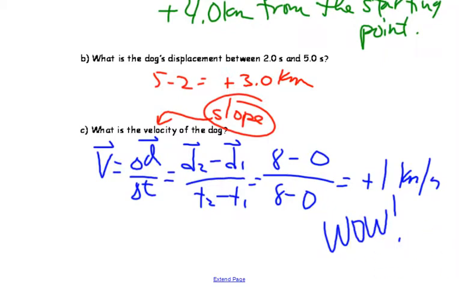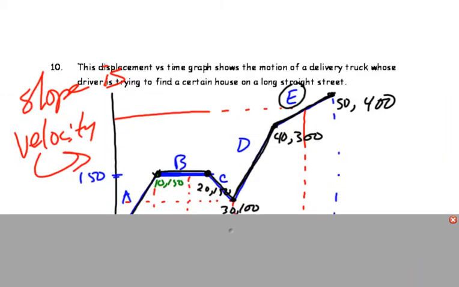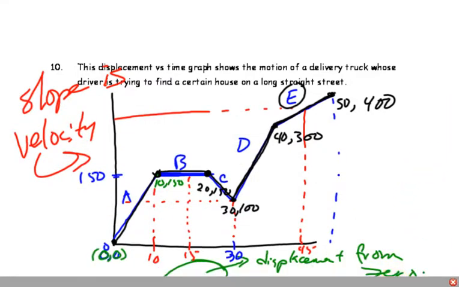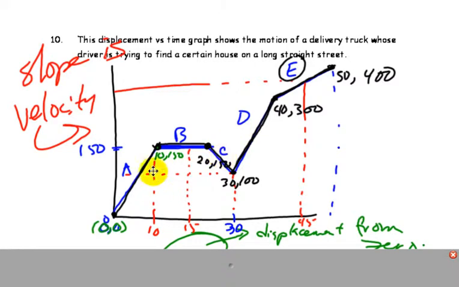Okay. Lastly here we have a graph that looks something like this. Once again, yours is neater. I had to redraw mine in here. So it's a delivery truck whose driver is trying to find a certain house.